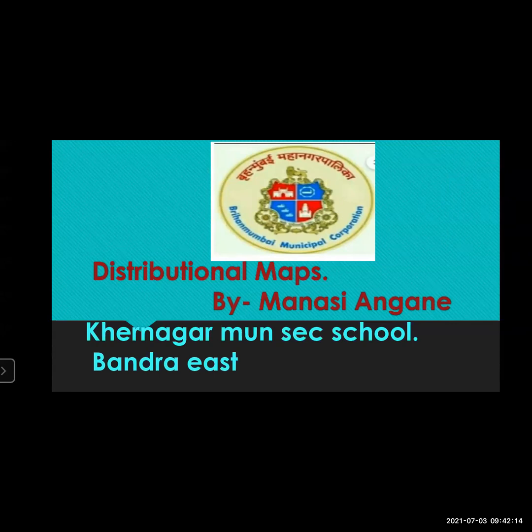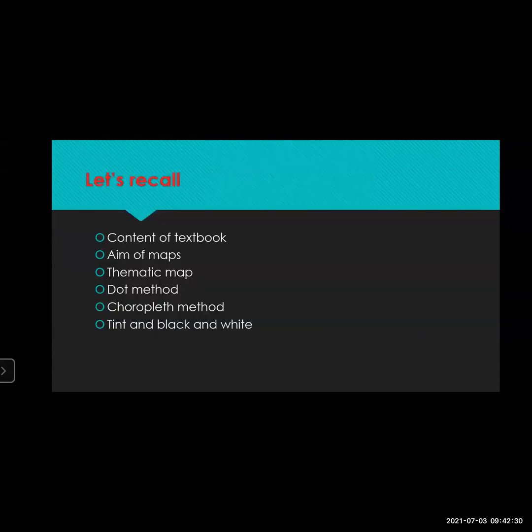What we learned yesterday was distributional map part 1, and this is distributional map part 2. So before going to part 2, we have to recall what we have seen yesterday. Here is a slide in front of you, and let's zoom in.